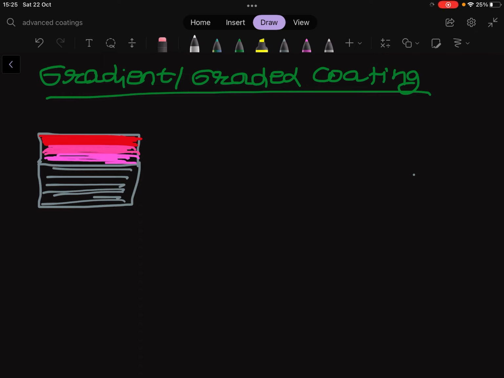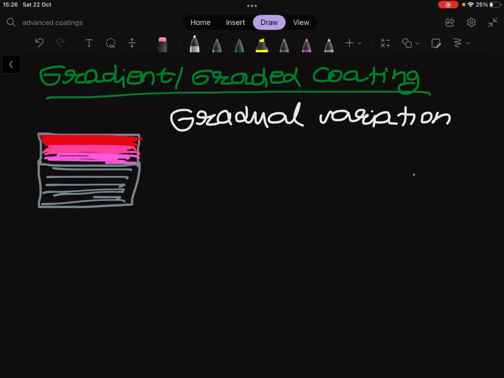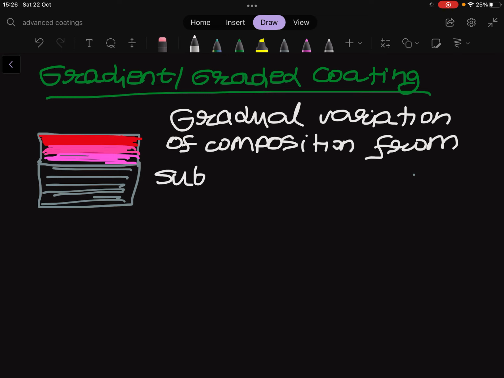So graded coating means gradual variation of composition from substrate to the top surface.